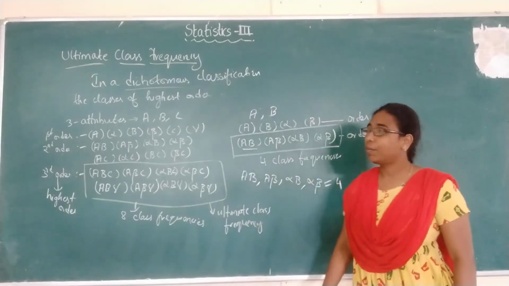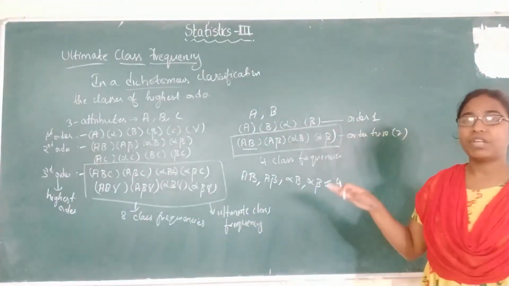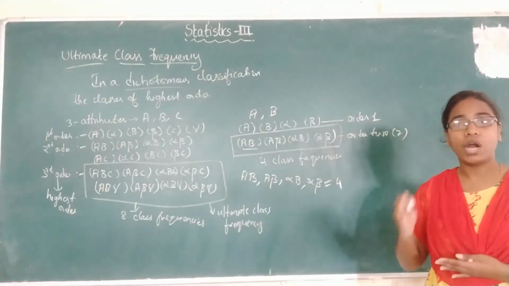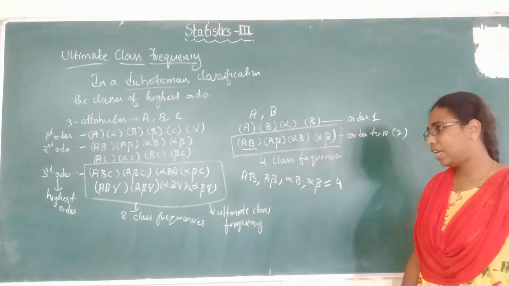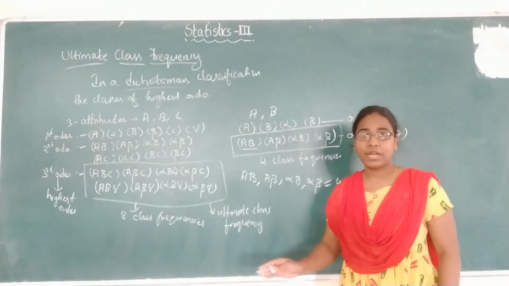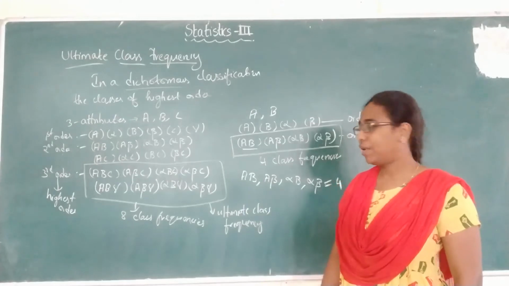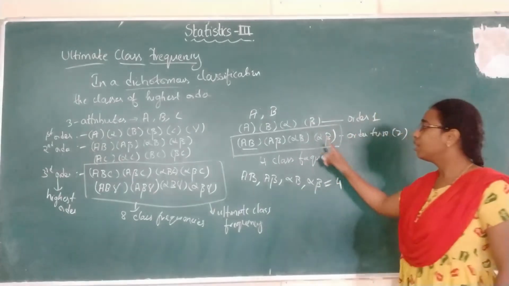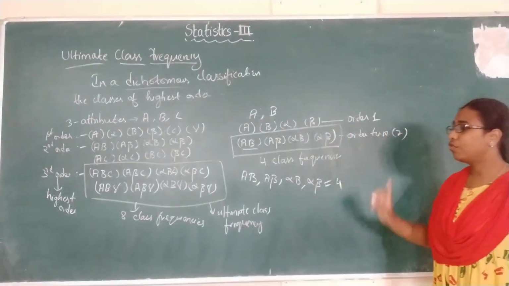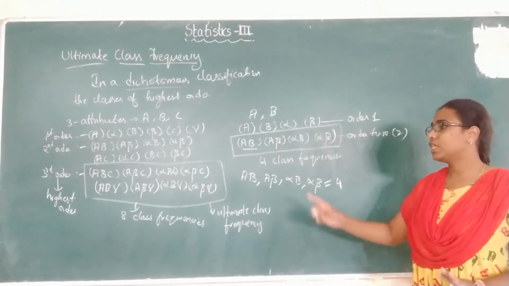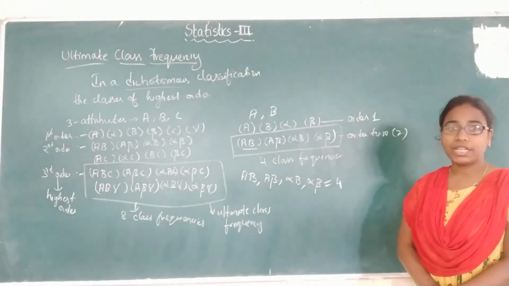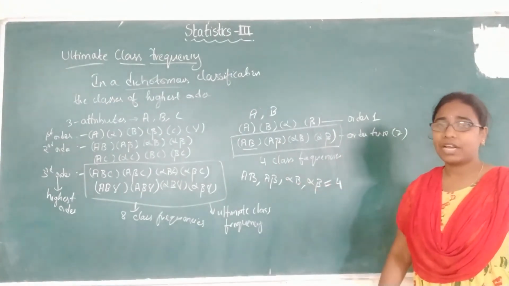So what is ultimate class frequency? The class frequencies of the highest order are called the ultimate class frequencies, and the corresponding classes are called the ultimate classes. If you observe here, for 2 attributes you got 4 ultimate class frequencies. For 3 attributes you got the 8 ultimate class frequencies.